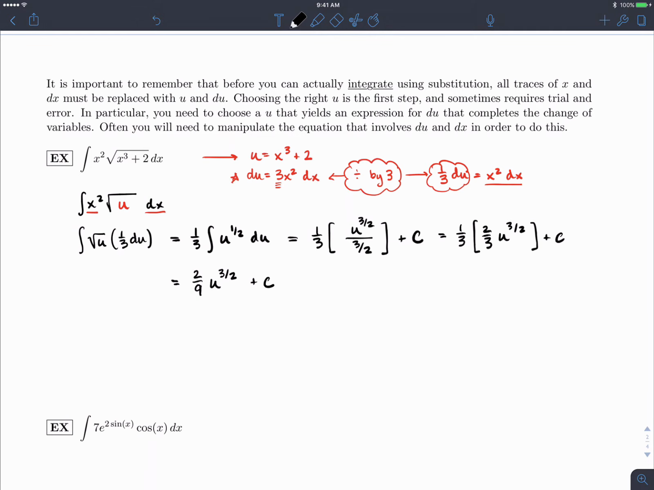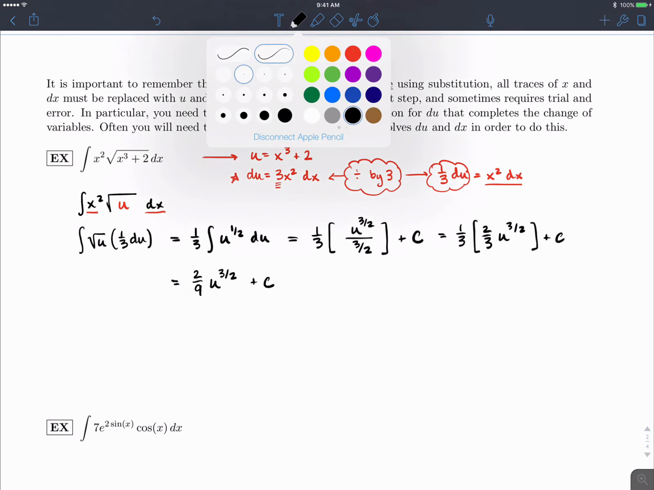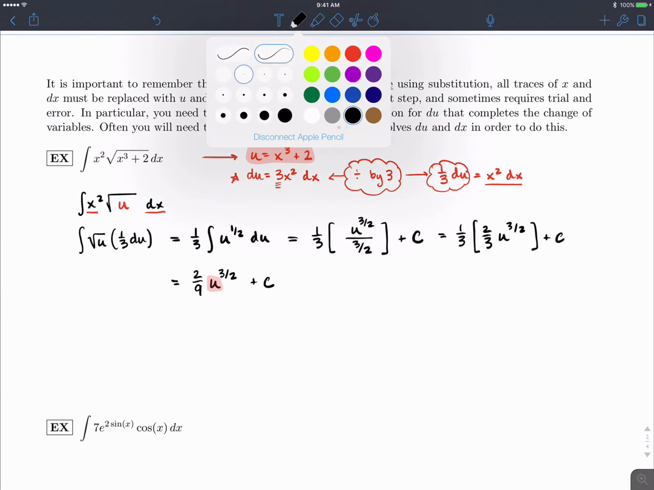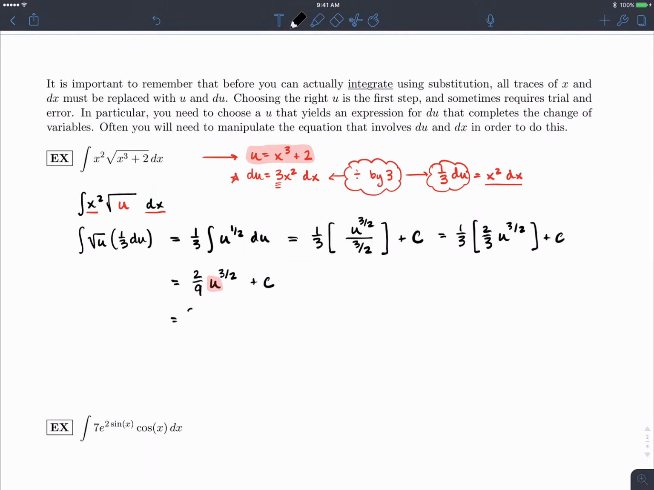Now it's tempting to pat ourselves on the back and walk away at this point, but remember, we want to get this back in terms of our original variable x. So that means we're going to have to substitute in for that u. And that just requires us to go back up to this statement here and say, all right, well, u is just x cubed plus 2. So let's go ahead and take care of that little detail. So this is going to be 2/9 times x cubed plus 2 to the power of 3/2 plus c. And there we go. We've got our integral. It's in terms of our original variable, and we're done.